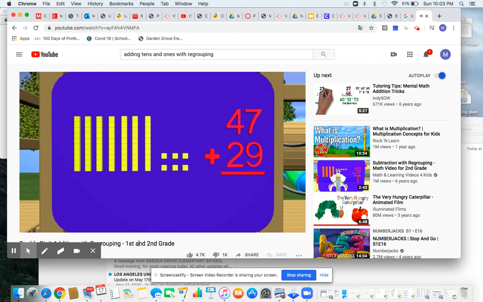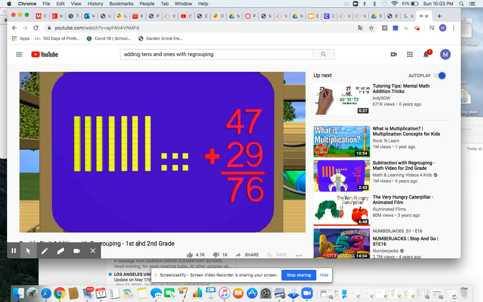Let's start over and count our ones again. We have 1, 2, 3, 4, 5, 6. So we put the number 6 down here under the ones. Now we can count our tens. We have 1, 2, 3, 4, 5, 6, 7 tens. We can put the number 7 under the tens place. 47 plus 29 should equal 76.